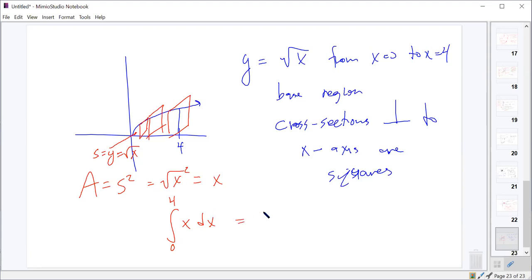Does that make sense to everybody? Yeah. Great. What does that come out to be? 8? Right. Now, putting a square in there makes life pretty easy. Sometimes they like to do that. Sometimes they make it a little more difficult.